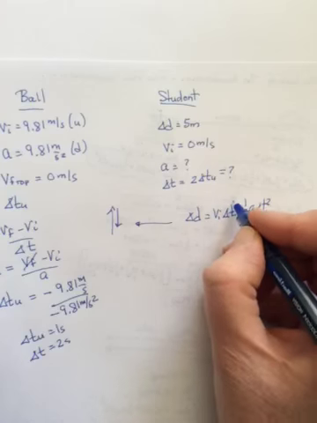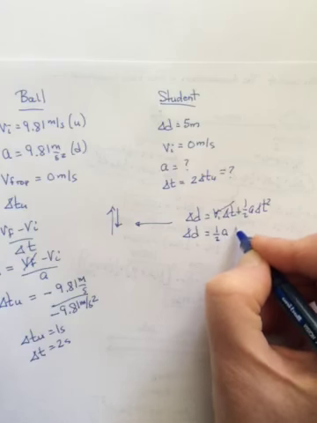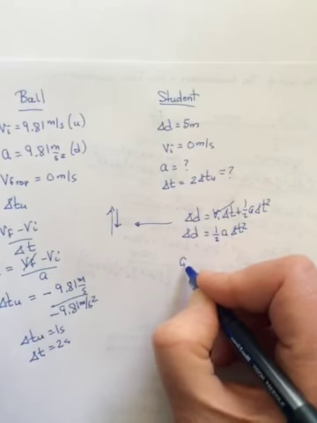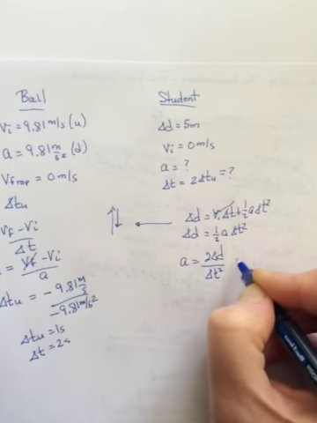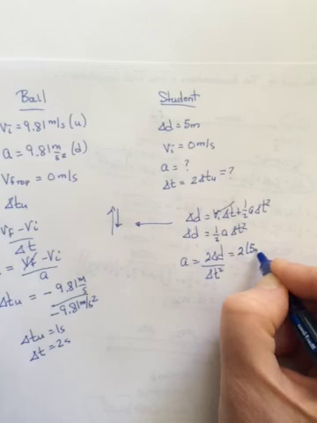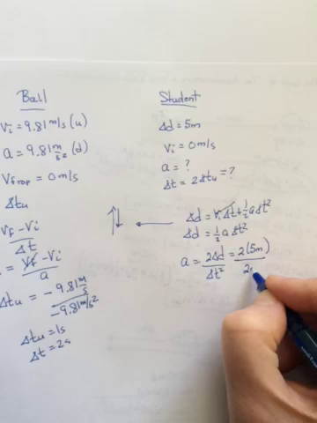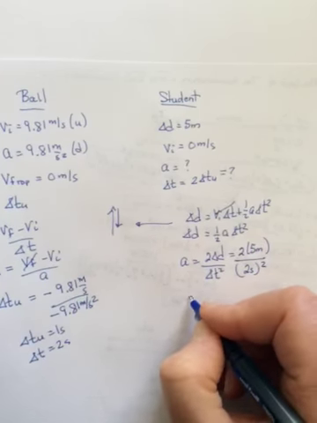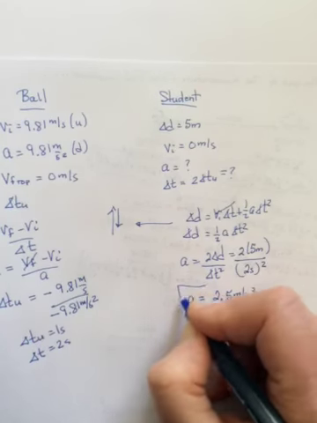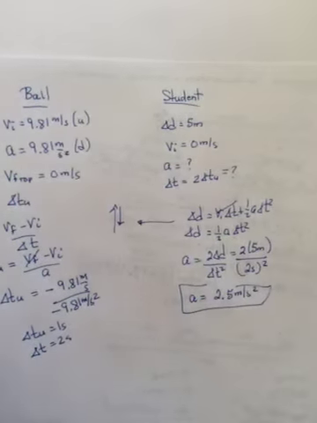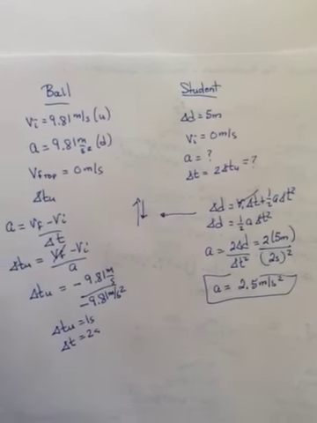Okay, and the VI goes to 0. So delta D is equal to 1/2 A delta T squared. We're rearranging for A. So multiply both sides by 2, divide by T squared. So 2 times 5, it should be about 10, divided by 2 seconds squared. So 10 over 4, 2.5 meters per second squared. And here's hoping that that's the answer. Okay? So that's number 3 on the back.